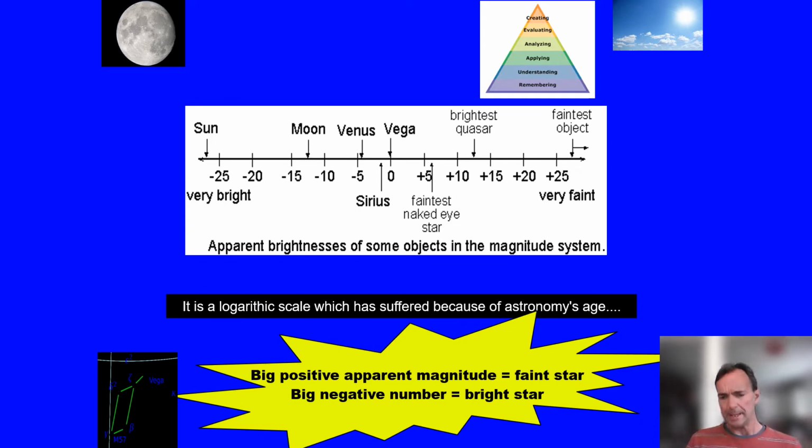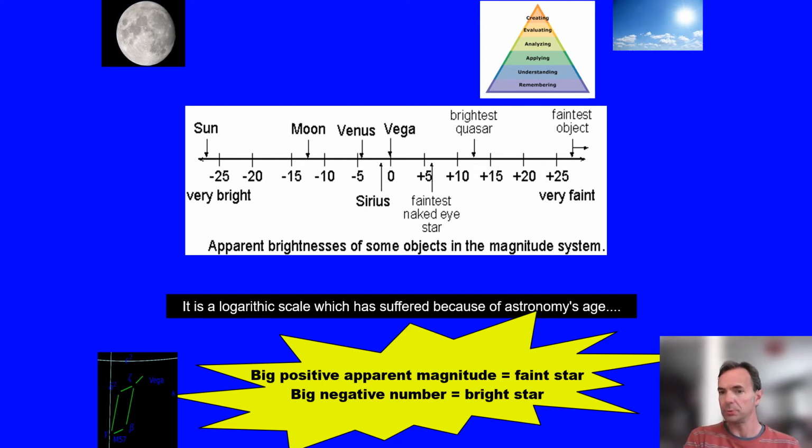So just to recap, big yellow star at the bottom here. Big positive apparent magnitude means it's a faint star. Big negative apparent magnitude is a bright star. So have a good look at that. That's what it is. So remember, big positive numbers get fainter as that number gets bigger.